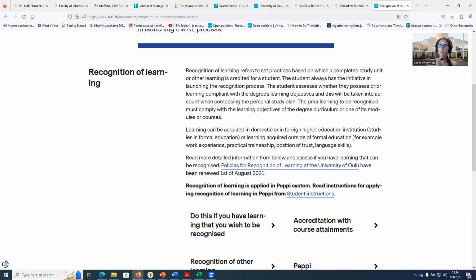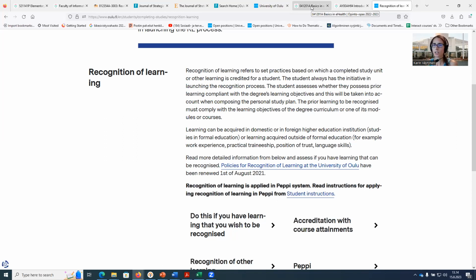So if you have applied to studying with us with a bachelor degree from some foreign university or Finnish university, then you cannot use any of the courses that you have included in this bachelor degree as an optional course in our degree.